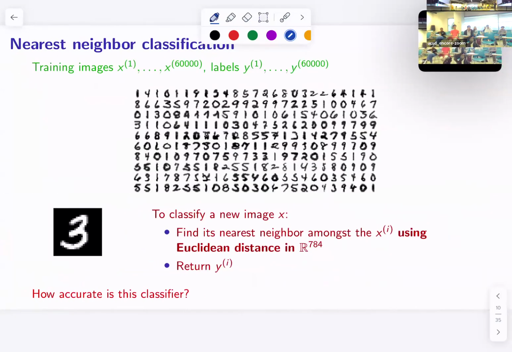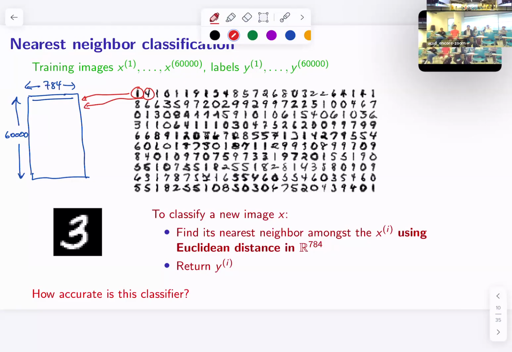Okay, so now we get a test image. And the image for us is a 784 dimensional vector. And this is a 784 dimensional vector, and this is a 784 dimensional vector. In fact, this entire data set, we're just going to store in a massive matrix with 60,000 rows and 784 columns. This is the very first picture, so that's the first row, and the second picture is the second row over here. So we have 60,000 rows.